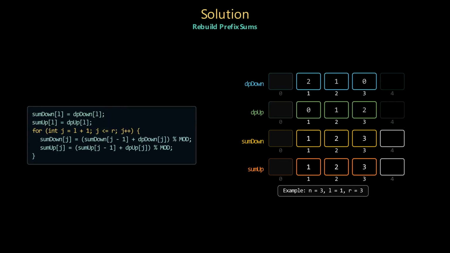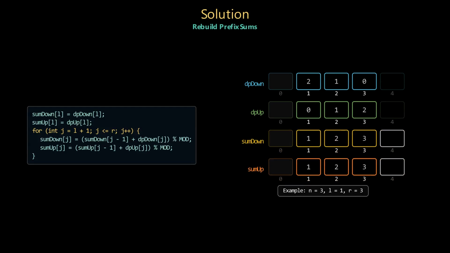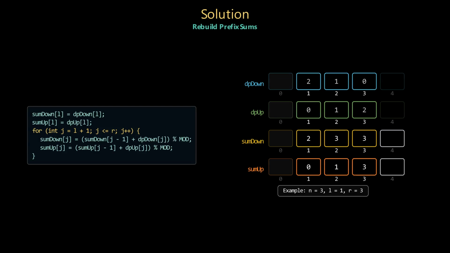With our new step counts established, our old prefix reservoirs are officially outdated. We run a quick, sequential recovery scan from left to right, adding our fresh dp counts into our running totals. This instantly recalibrates our prefix sum pipelines, making them completely ready for the next index iteration.